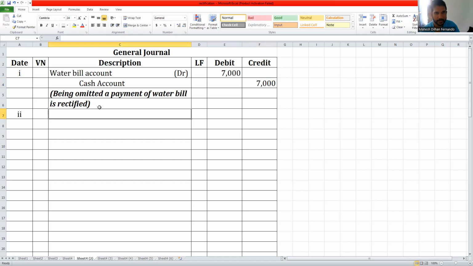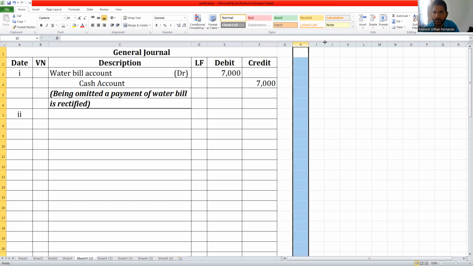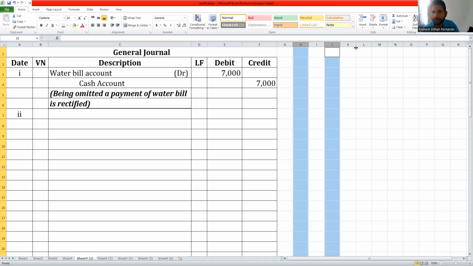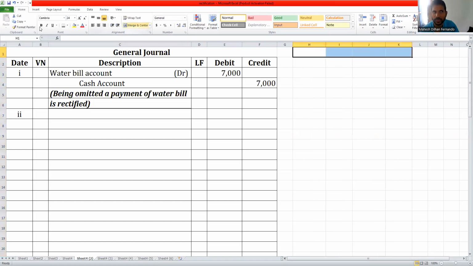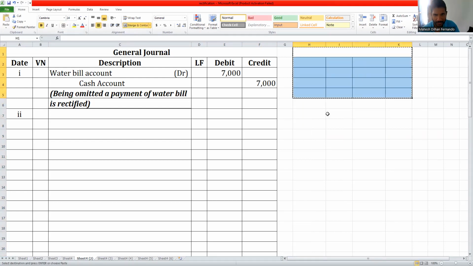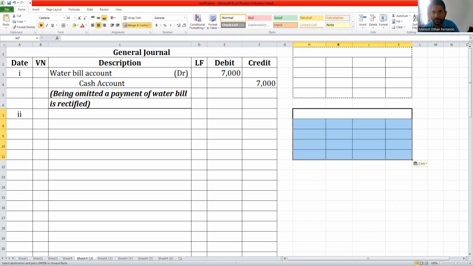Number 2. Cash received from Iresh valued 26,000 was recorded as 20,000 in the books. When we receive cash from a debtor, how do we record it? What are the two accounts we need? We need the cash account and we need the debtors account.